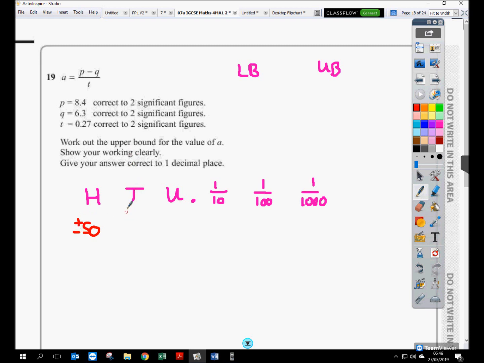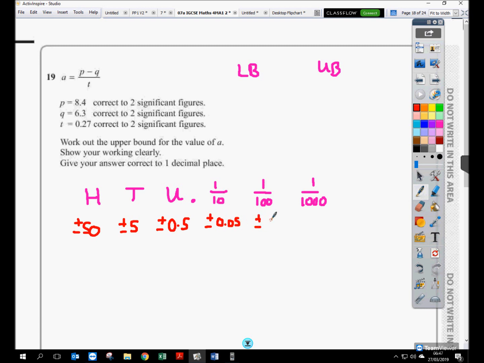If it's been rounded to the nearest 10, or in the tens column, then it can be half of 10, which is 5, so it can be 5 either side. If it's been rounded to the nearest whole number, it can be half of 1, or 1 unit, which is 0.5 either side. If it's been rounded to the nearest tenth, then it can be half of 1/10. If you type that into the calculator, 1/10 divided by 2, it's 0.05. So it can be 0.05 either side.